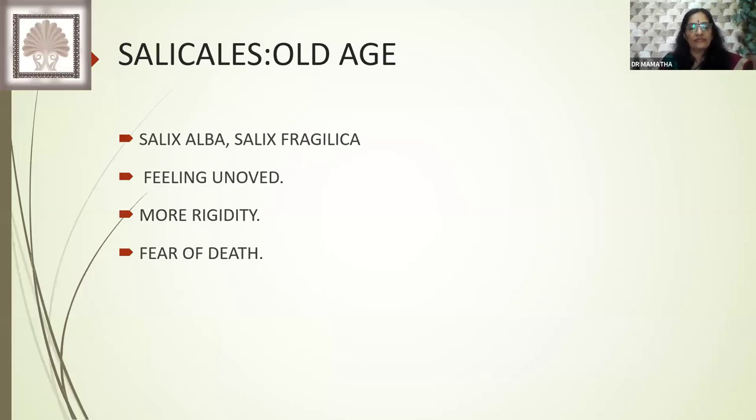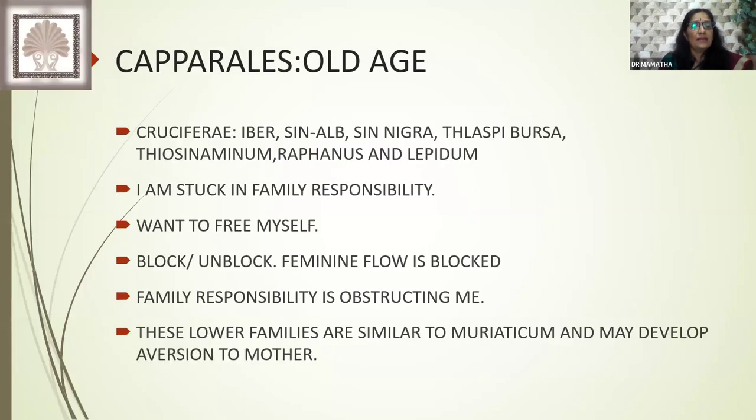Salicylic acid is old age again. And Capparis also comes under old age. Here you will find the family Cruciferae, in which you have Iberis, Sinapis alba, Sinapis nigra, Thlaspi bursa, Raphanus, and Lepidium as the important drugs. I'm stuck in the family responsibility is the feeling here. I want to free myself. Block, unblock. Feminine flow is blocked. Family responsibility is obstructing me.